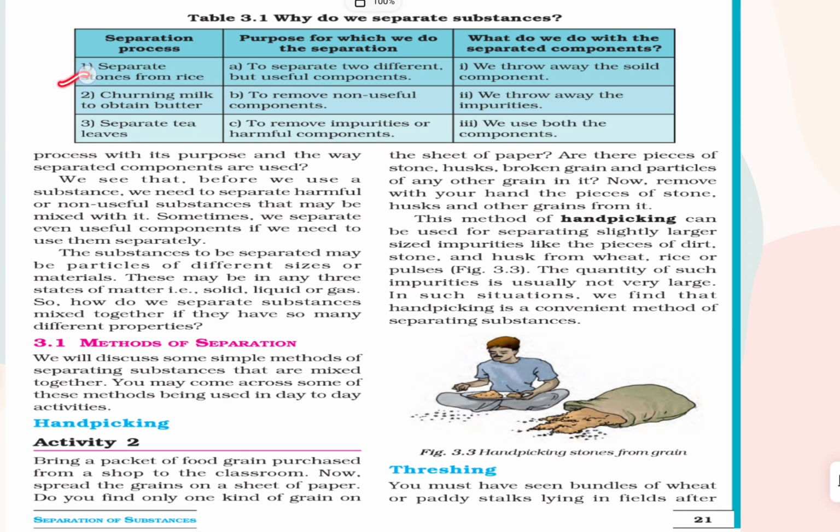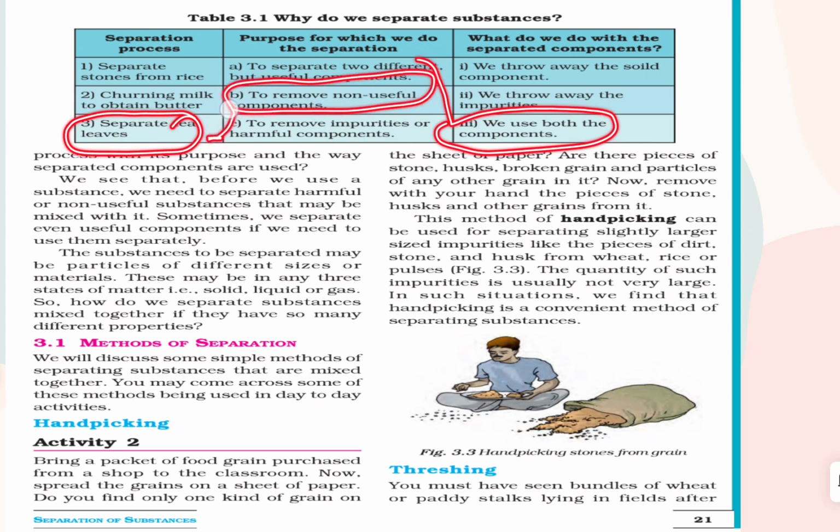Separate stones from rice: remove impurities or harmful components, we throw away the impurities. Churning milk to obtain butter: to separate two different useful components, we use both the components. Separate tea leaves: to remove non-useful components, and we throw away the solid components. Match each process with its purpose and the way the separated components are used.